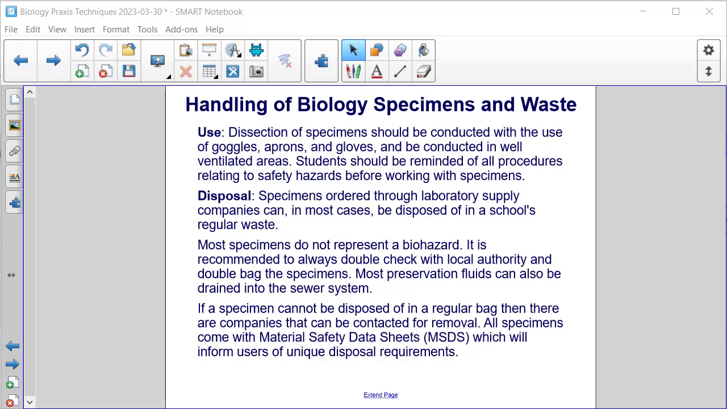Disposal. Specimens ordered through laboratory supply companies can, in most cases, be disposed of in a school's regular waste. Most specimens do not represent a biohazard. It is recommended to always double-check with local authority and double-bag the specimens. Most preservation fluids can also be drained into the sewer system. If a specimen cannot be disposed of in a regular bag, then there are companies that can be contacted for removal. All specimens come with Material Safety Data Sheets, MSDS, which will inform users of unique disposal requirements.